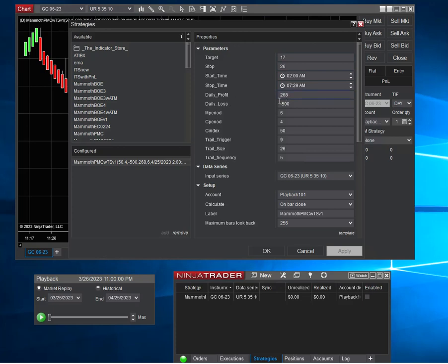And daily profit is 268, daily loss is 500, and the rest of the parameters right here are the same, but I added a trailing trigger, which is 9 ticks. When the trade moves in your direction, once it hits 9 ticks in profit, the stop loss will basically adjust to 26 distance to your current level. And every 5 ticks, which is the trail frequency, the stop will adjust again to 26 distance to your current level.